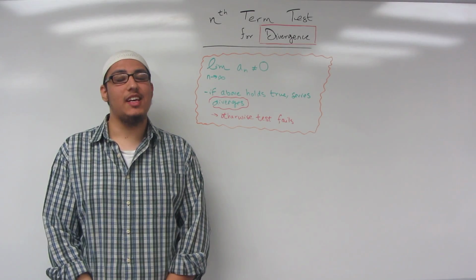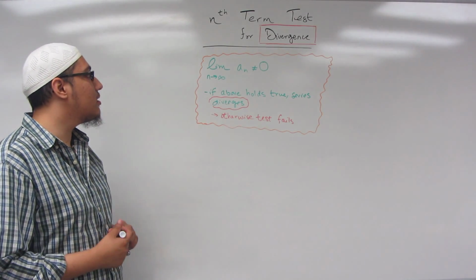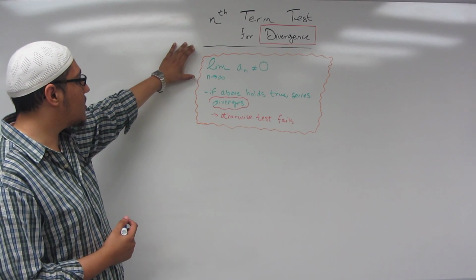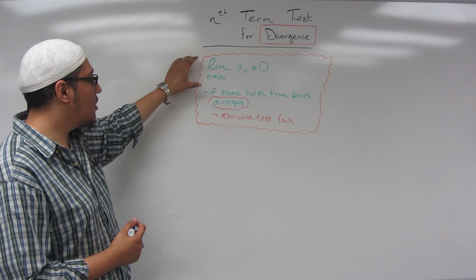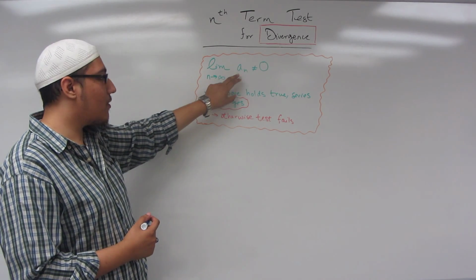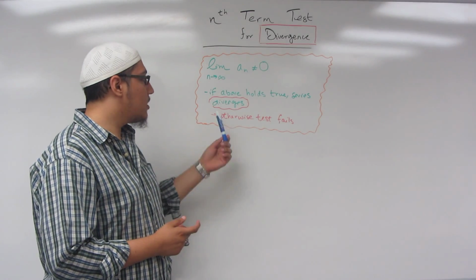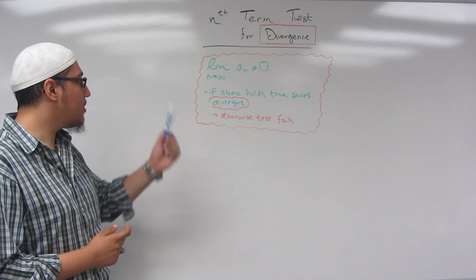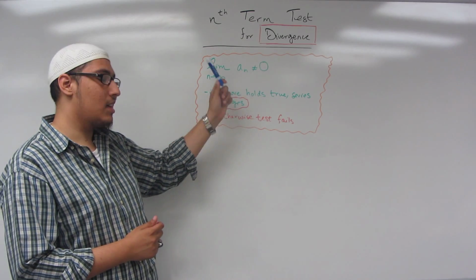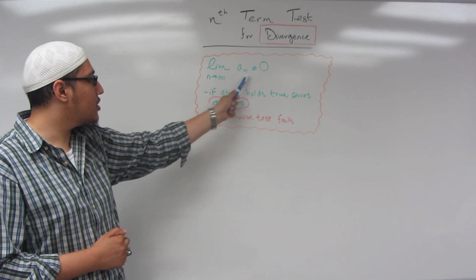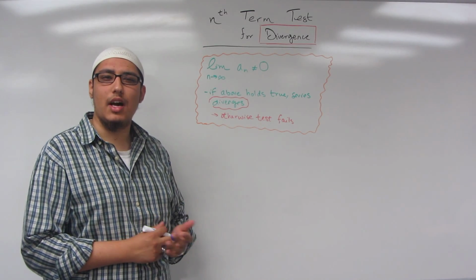Greetings, ladies and gentlemen. In this video, I will go over the nth term test for divergence. What this test states is that if the limit as n approaches infinity of a sub n does not equal 0, then the series a sub n diverges.